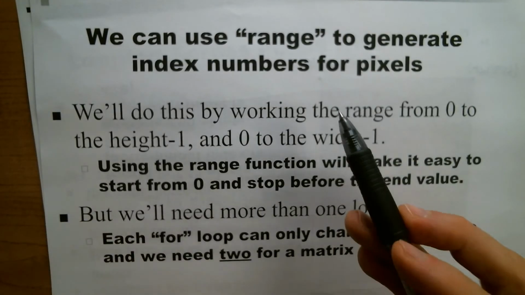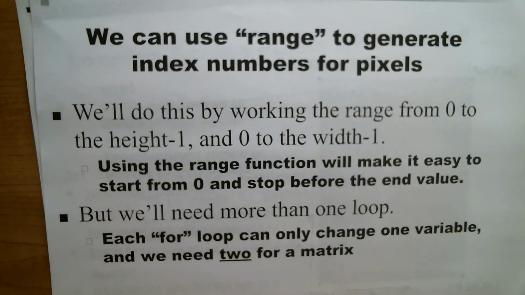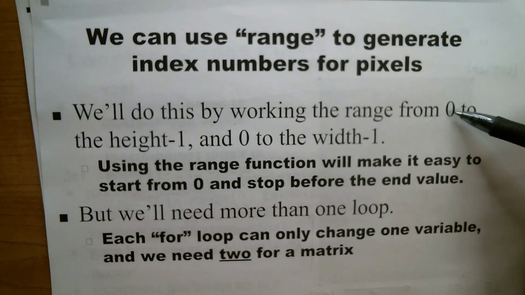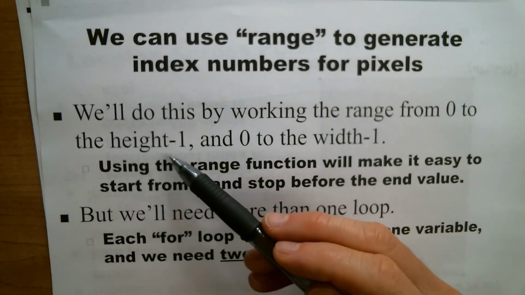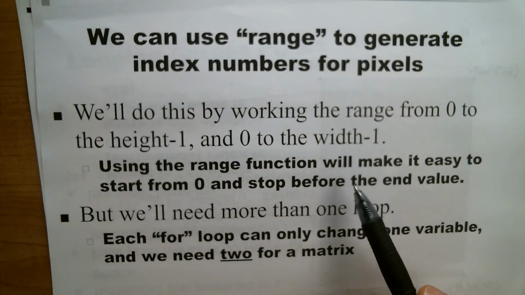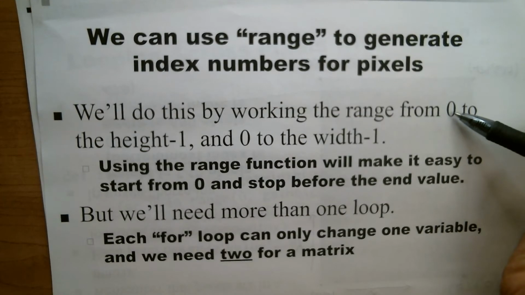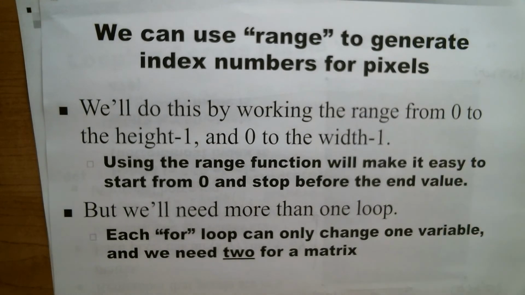We can use the range function that we've just been using for the past 10 or 15 slides to work our way through a picture. So we can start our range at 0, and then we can go to height -1 and width -1, and that will allow us to navigate through the picture. And if we don't start at 0 and we start at something else, that'll let us modify a specific part of the picture.